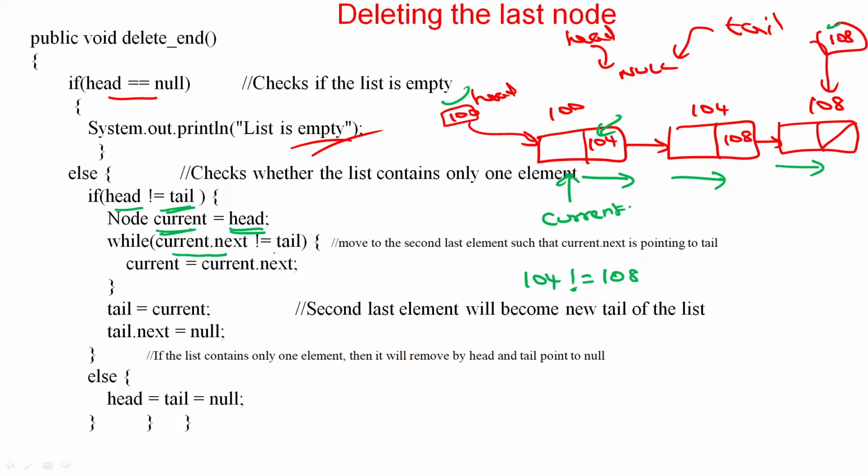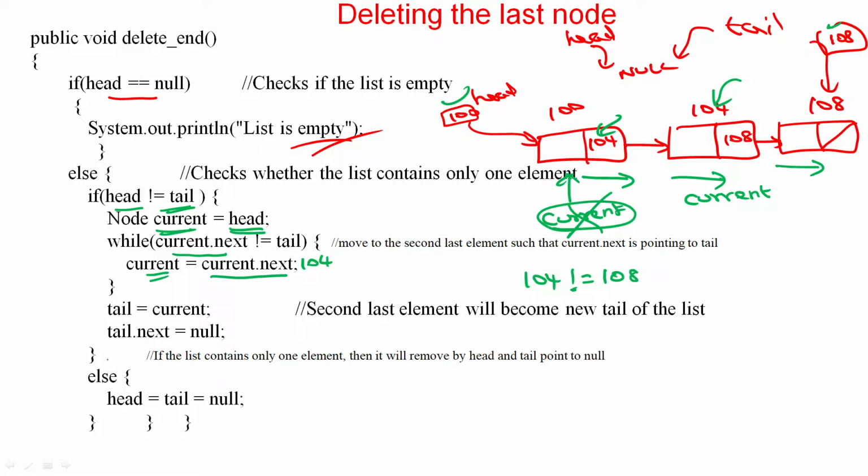Yes, it is true. It is true, which means current dot next, 104, is assigned as the present current node. So 104 will become the present current node. So this variable is updating. Yes, 104 is this node. So this will become current.